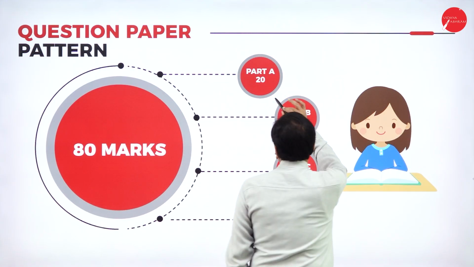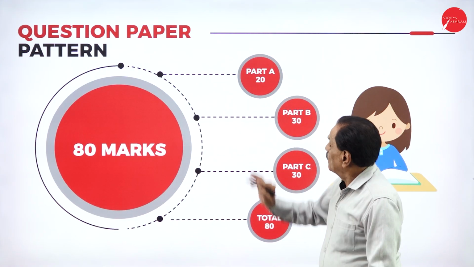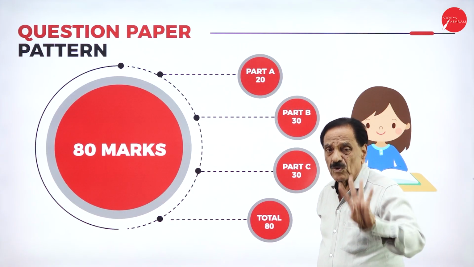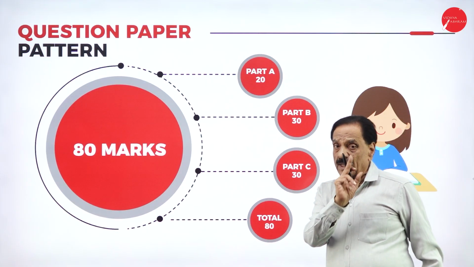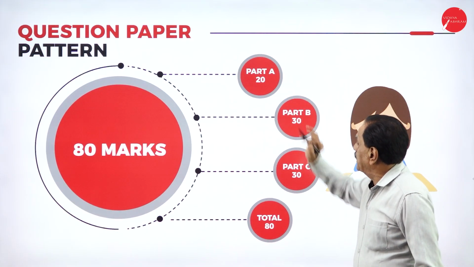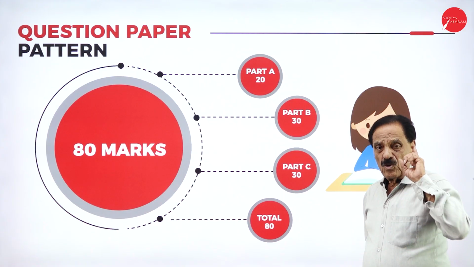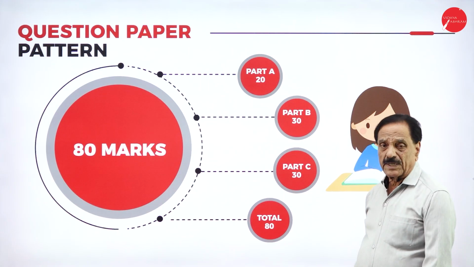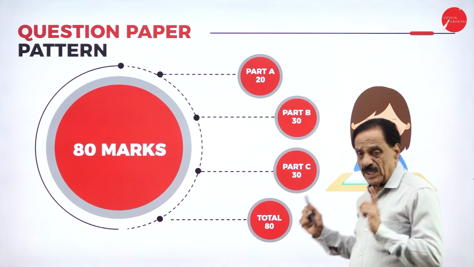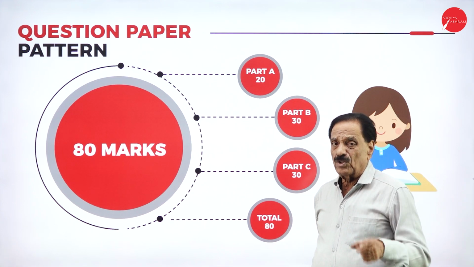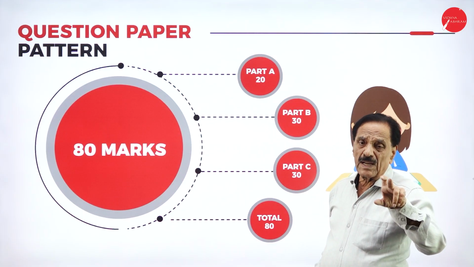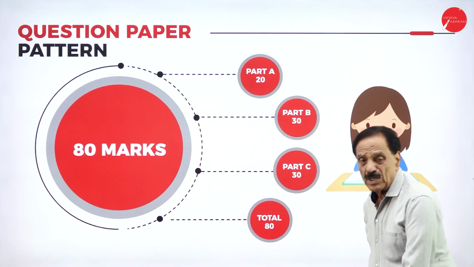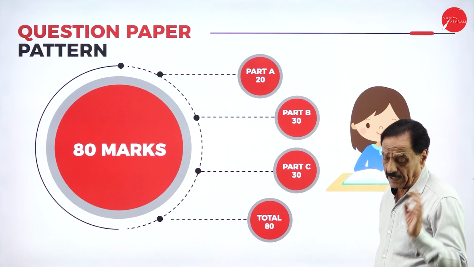First section, A, only theory. We'll ask from all the chapters. We'll ask 6 questions. You have to answer any 4, each carrying 5 marks. So 4 into 5, 20 marks. Section B, you have to answer any 3 out of 5, each carrying 10 marks. 10 into 3, 30 marks. Section C, we'll ask 3 questions. You have to answer any 2, each carrying 15 marks. 15 into 2 is 30, totally 80 marks. Another 20 marks is your internal.